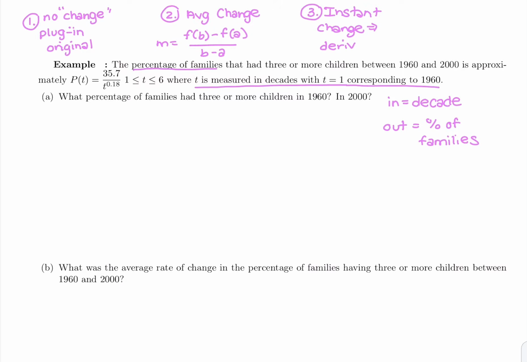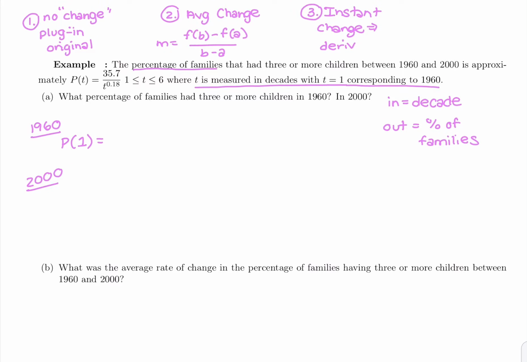All right. The first part says, what percent of families had 3 or more children in 1960 and then in 2000? So it doesn't say how fast was the percent of families changing between 1960 and 2000, or how fast on average they were changing. So we don't see any change words. We're just going to plug right into the original function. We want to figure out what's happening in 1960 and in 2000. What are the actual percentages, not how fast were they changing. So no change words means plug into the original.